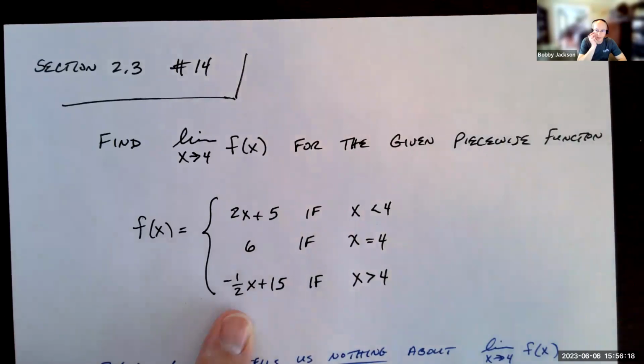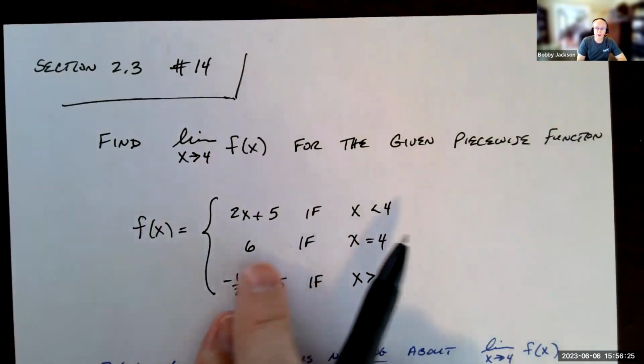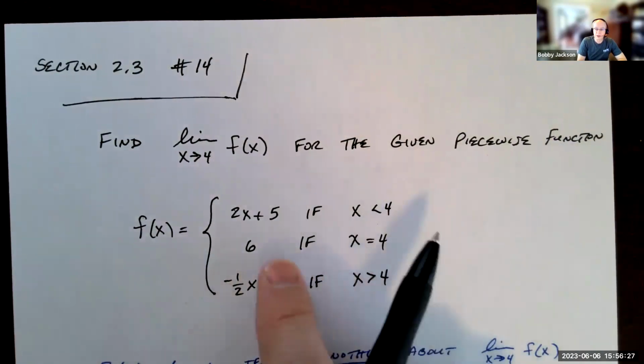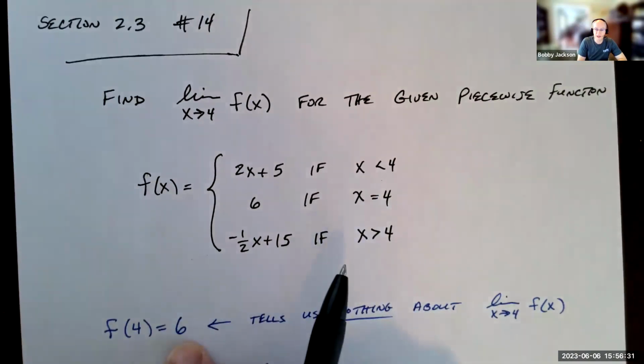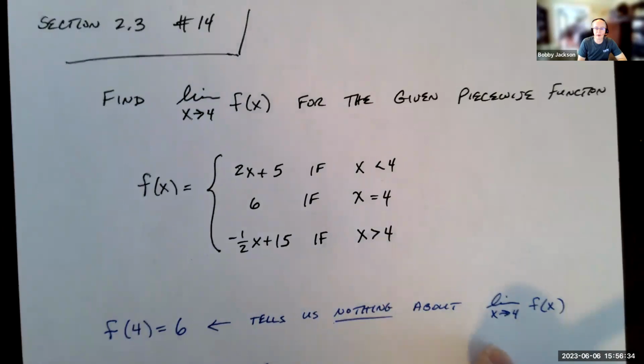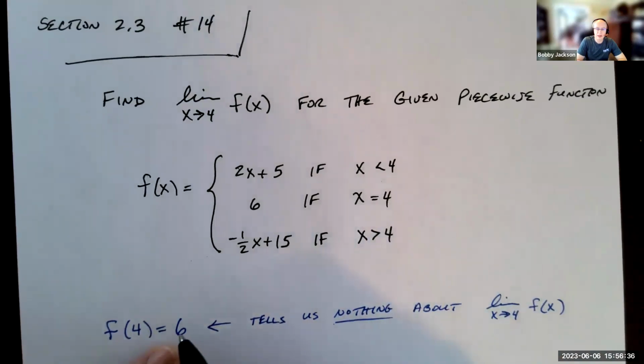I'm not going to do that, and that can give us some graphical insight as to whether or not this limit exists. First of all, just note, since the function is equal to 6 if x equals 4, I know f of 4 is equal to 6. This tells us nothing about the limit, right? The value of the function being equal to 6 does not mean the limit is equal to 6, right?